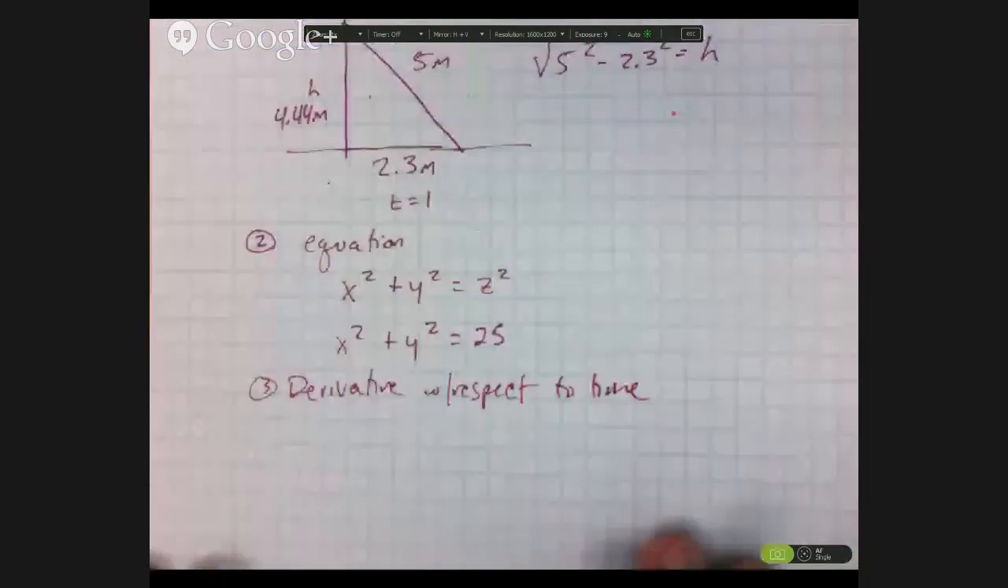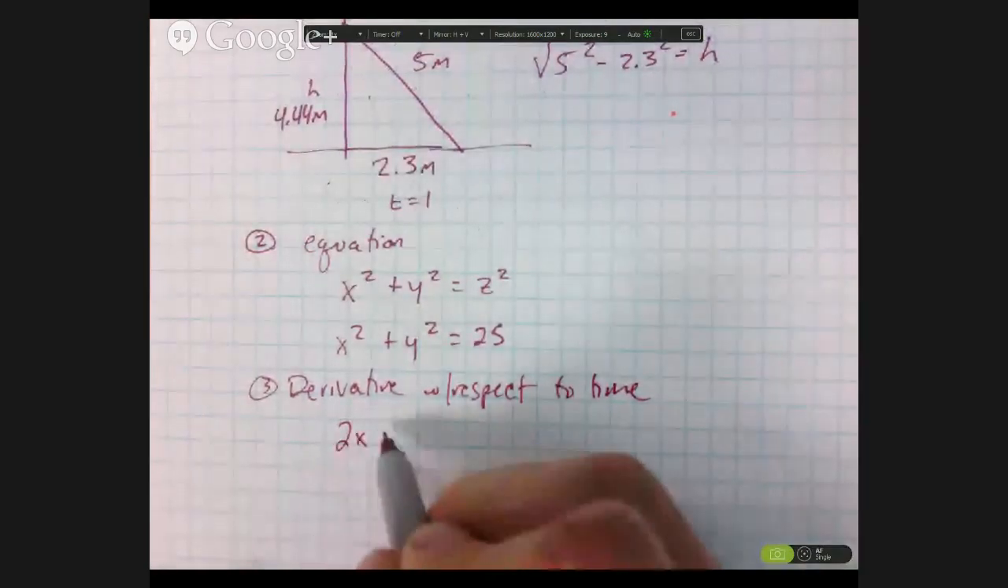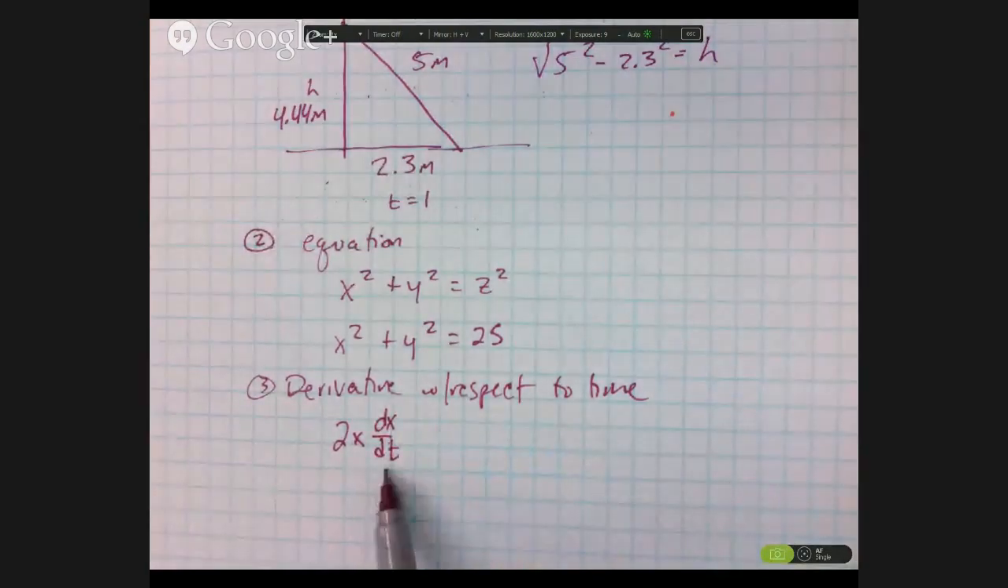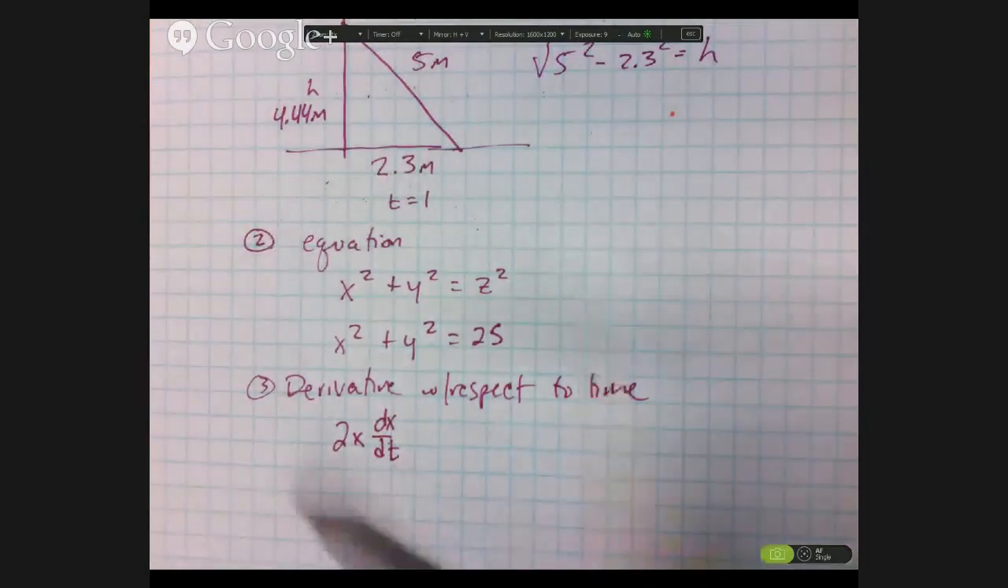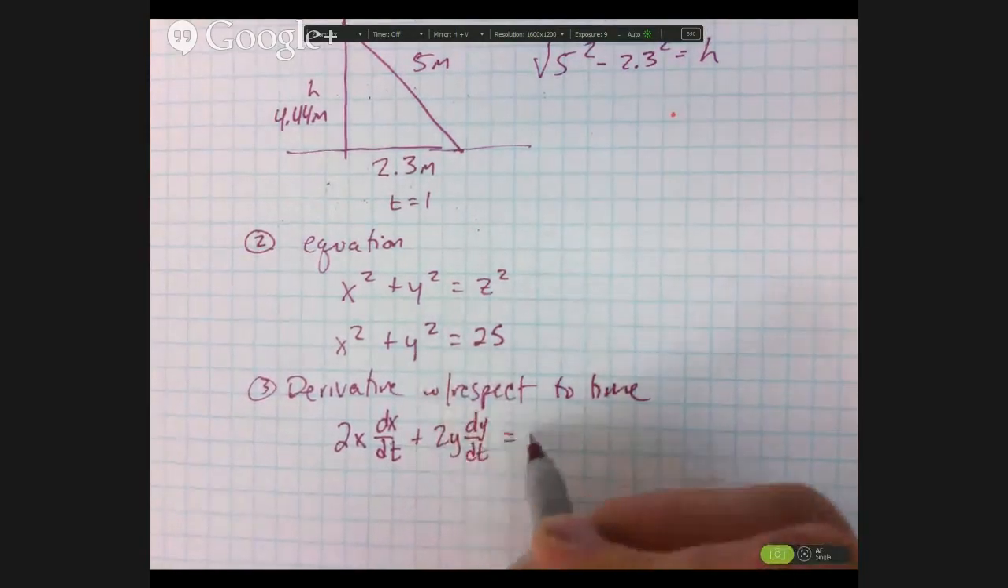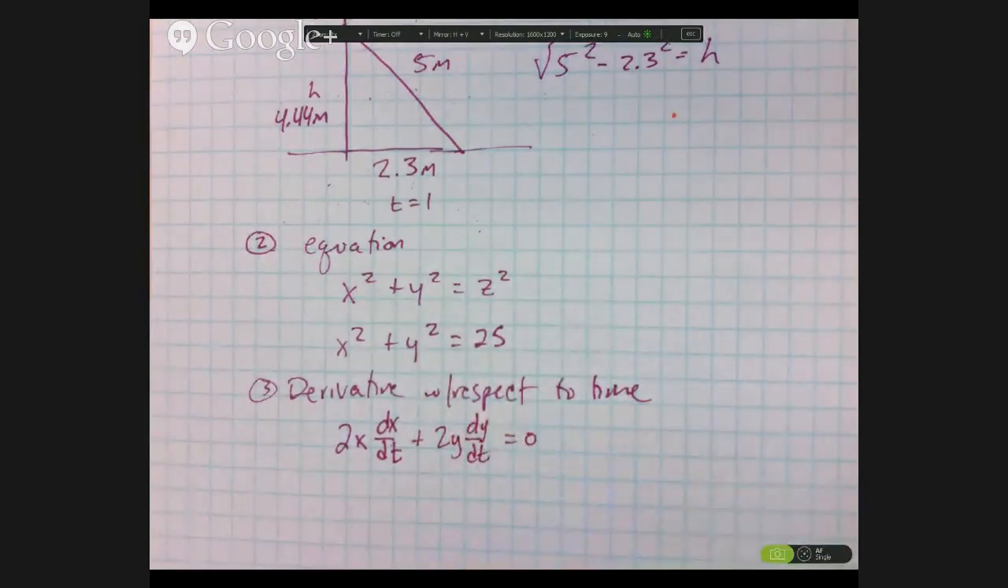Okay, 2x, dx dt, plus 2y dy dt equals 0. Derivative of a constant is 0 if it's alone. All right, so the reason we differentiate with respect to time is because rates and velocities, like miles per hour, have a time component to them.